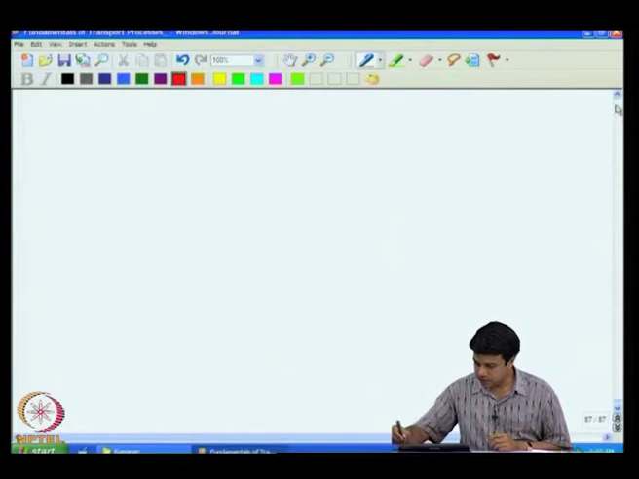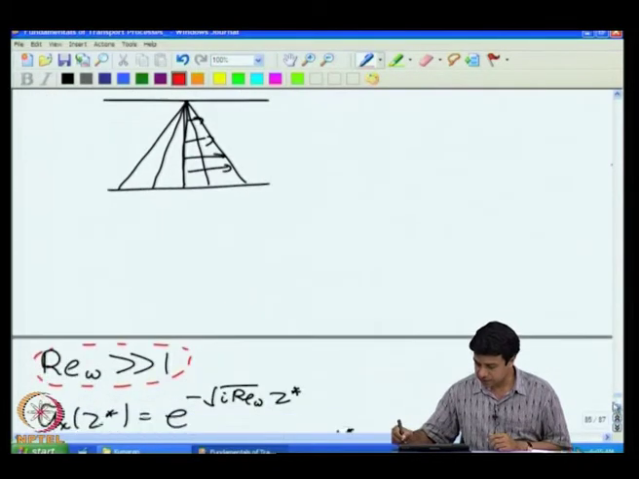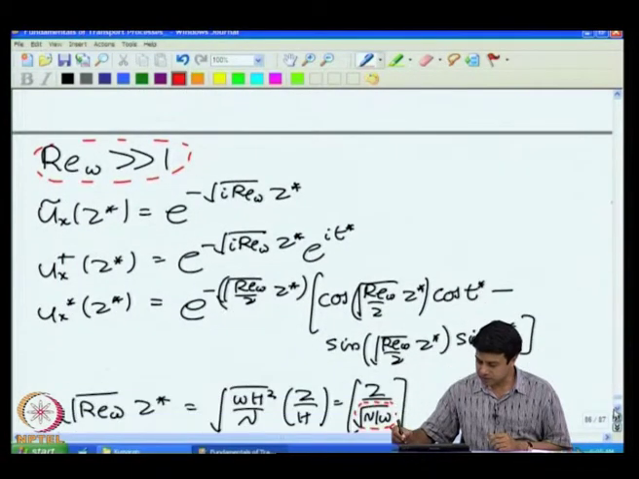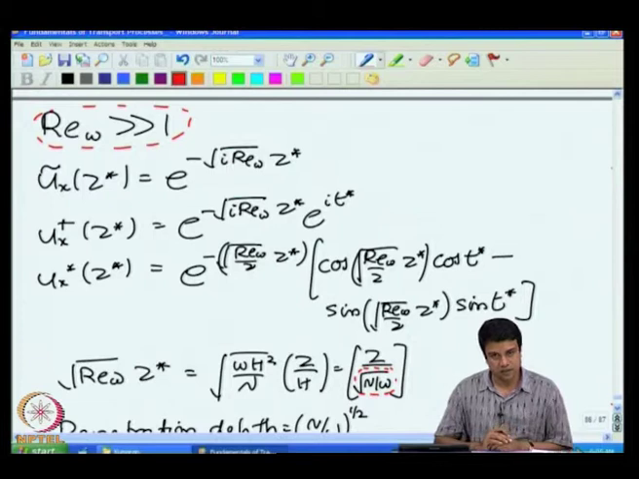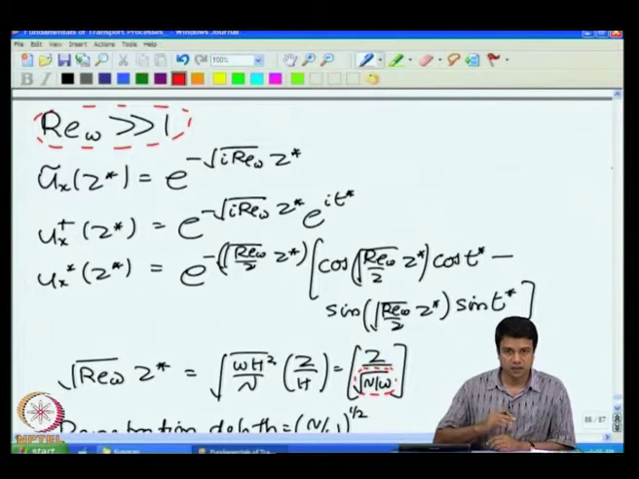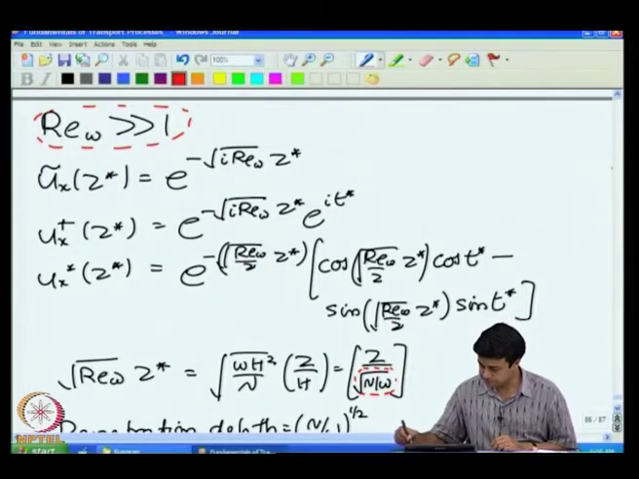And we got a solution also for that velocity field in the limit of Re omega large compared to 1, and this solution is not in phase. It has both sine and cosine functions in time. So, this solution is not exactly in phase with the driving frequency, even though the frequency of oscillation of the velocity at every point is exactly the same.